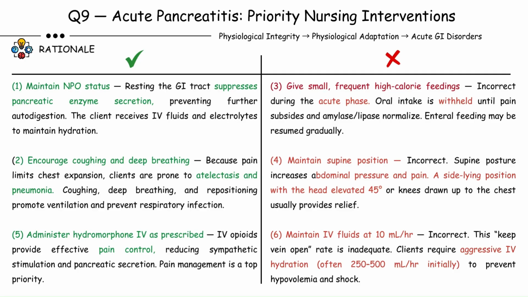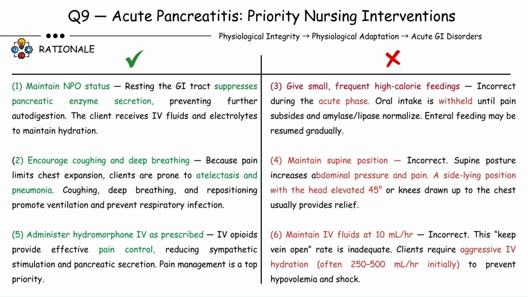Keeping IV fluids at 10 milliliters per hour is not enough. This is just a keep vein open rate. Clients with acute pancreatitis often need aggressive IV hydration, sometimes in the range of 250 to 500 milliliters per hour initially, to prevent hypovolemia, third spacing, and shock.